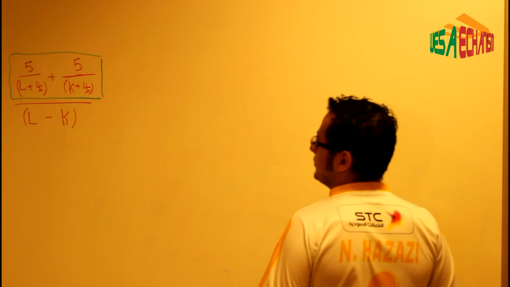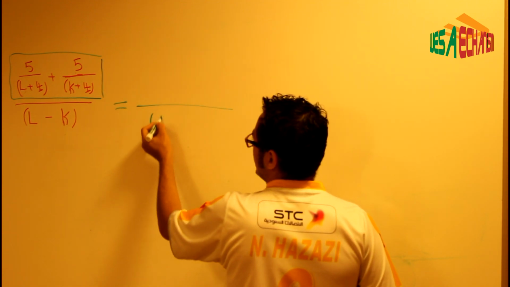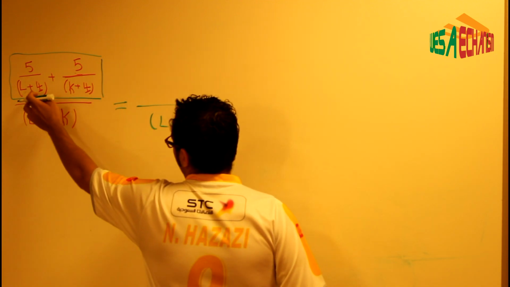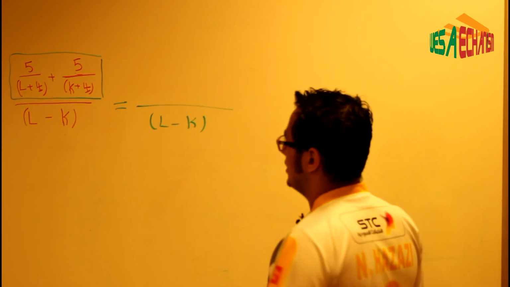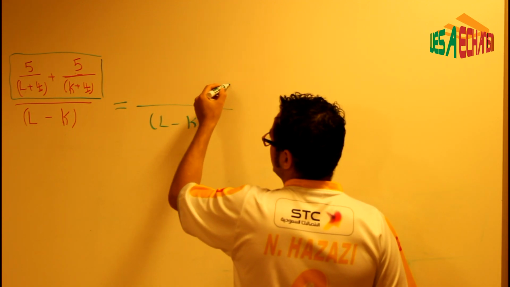This is what we are going to do. This is our goal. So this is equal to what? L minus K. And by the way, this is 4, and this is 4. I know my handwriting is kind of weird. So how to simplify this?